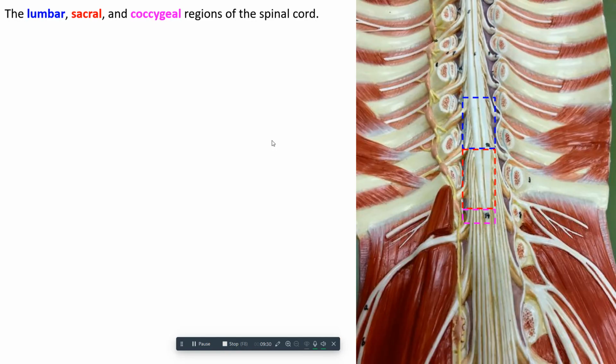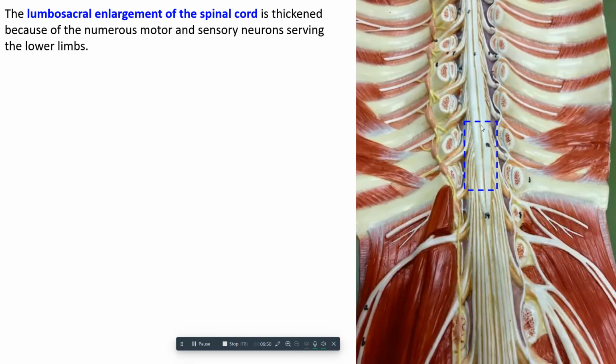Let's not stop there. Let's check out the other three regions of the cord, the lumbar, sacral, and coccygeal regions. So even though the cord ends at L1, there are still lumbar, sacral, and coccygeal regions to it. Notice that we have a thickening here as well. This is the lumbosacral enlargement. So we had a cervical enlargement to accommodate the many neurons for our upper limb. Similarly, we're going to have a lumbosacral enlargement to accommodate the many neurons for our lower limbs.